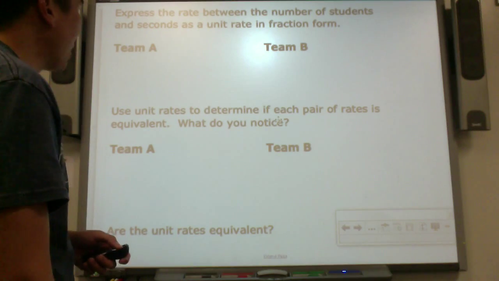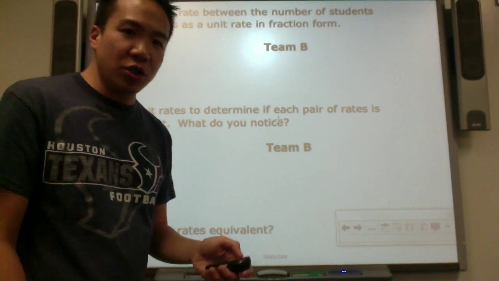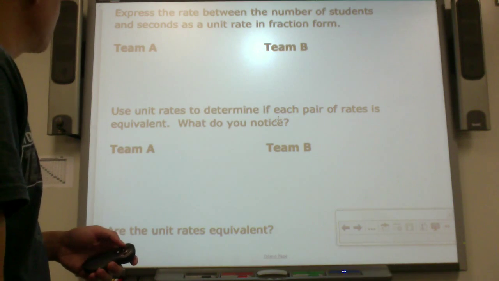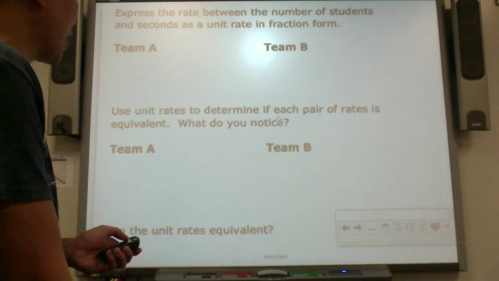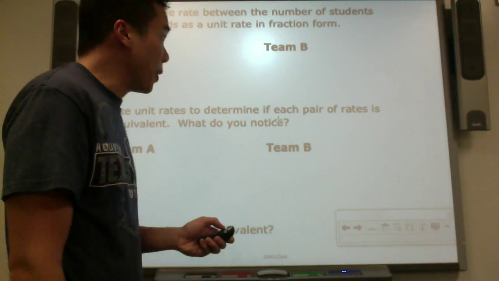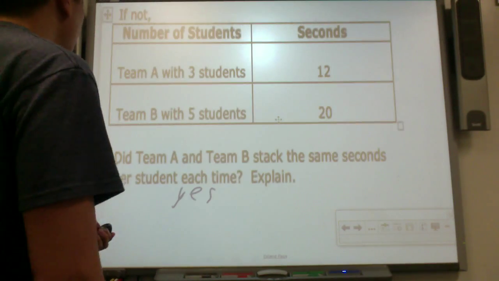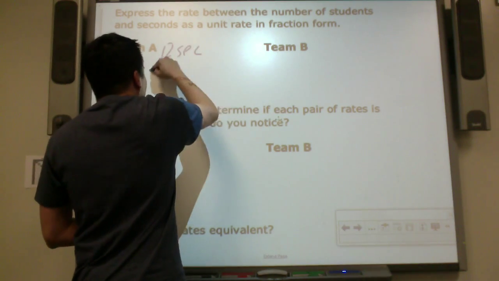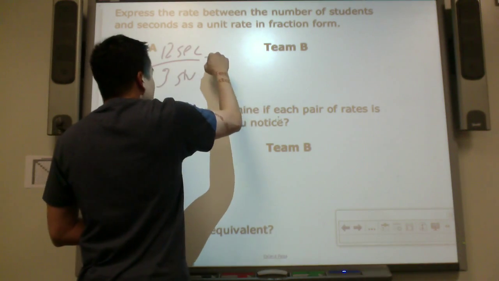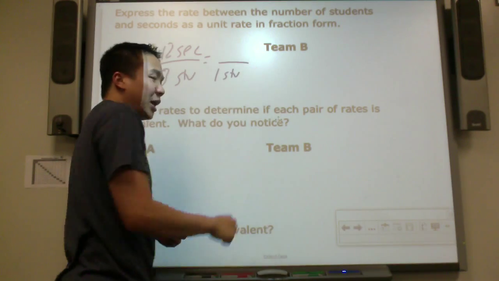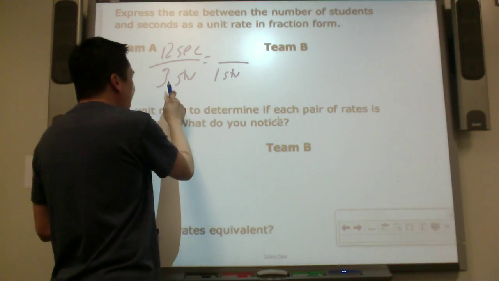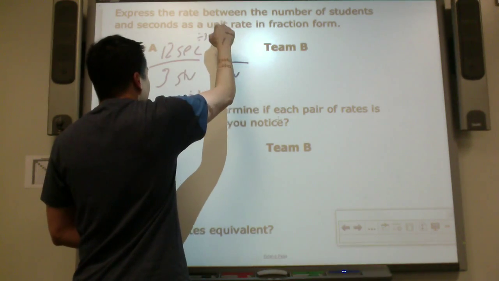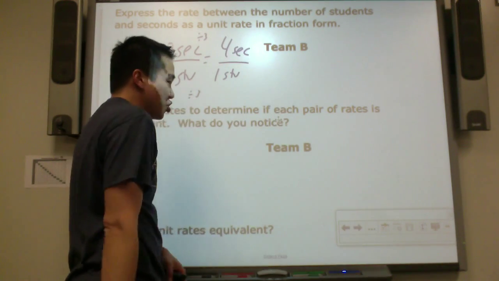But express the rate, because a rate is a comparison of 2 different quantities with units. Express the rate between the number of students and seconds as a unit rate in fraction form. A unit rate is when the denominator is 1, per student, for every 1 student. So let's start with the first one. Team A had 12 seconds for 3 students. They want us to turn it into a unit rate where the denominator is 1. So how do you scale down from 3 students to 1 student? Divide by 3, you get 4 seconds for 1 student.